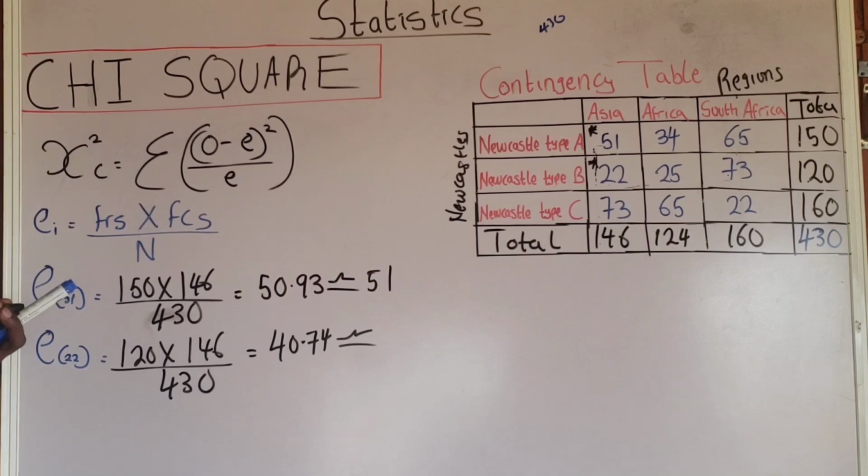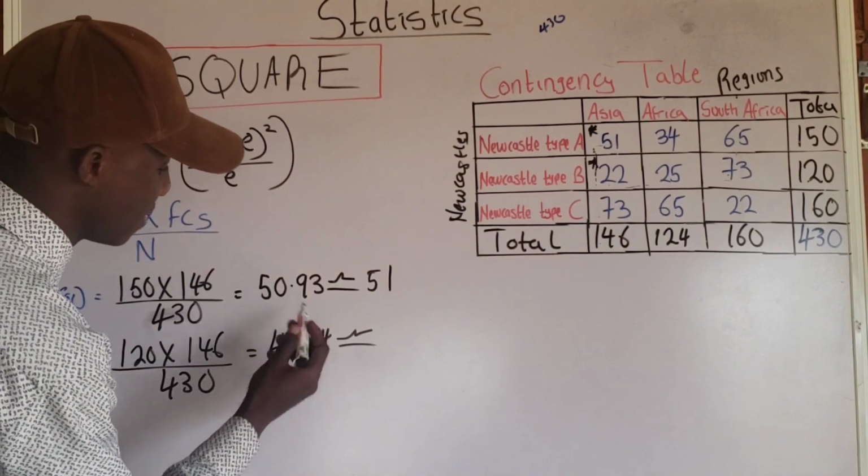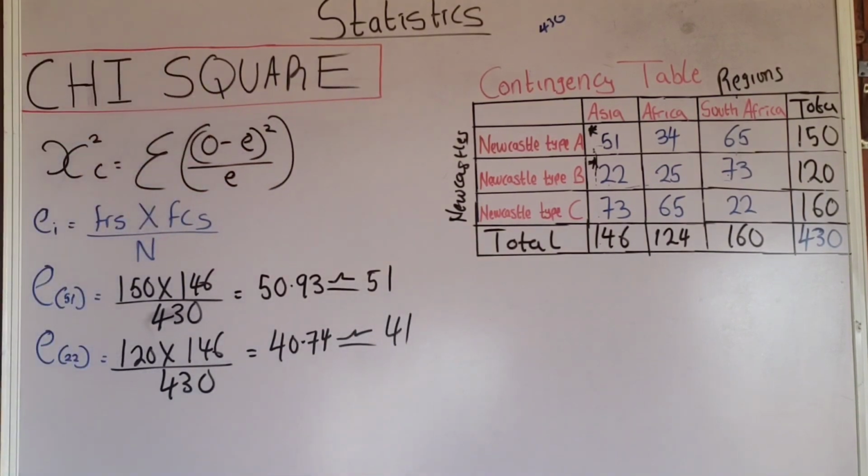If you approximate, that should give us 41. Okay, 41. Please, do you understand how I am getting the expected value? If you didn't understand, kindly listen to the explanation again. It's simple. Now let us proceed to get the expected value of 73.